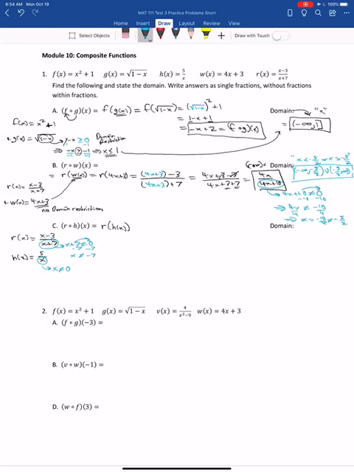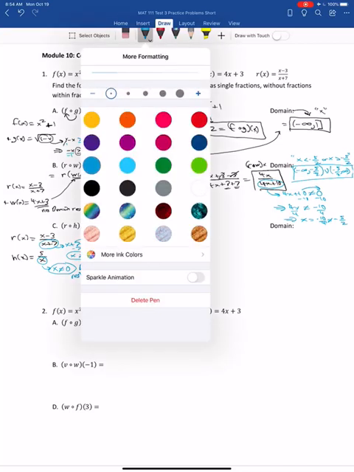So there's another domain restriction. So keep that in mind. These are some domain restrictions on my input function. All right, well, let's see what happens with the composite function.